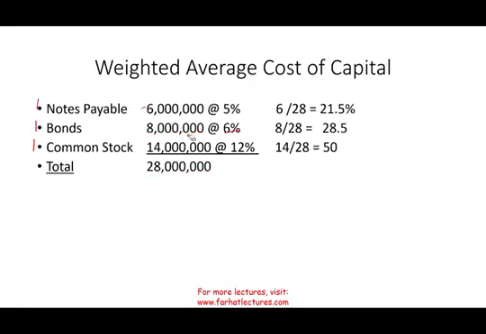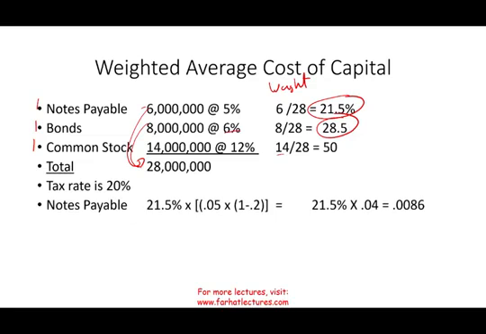And what we have to find first is the weight of each one. So first we compute the weight. How much does the note represent of the total capital structure? If we take 6 million divided by 28 million, 21.5%. We'll do the same thing for the bonds, 8 divided by 28, which is 28.5%. And for the common stock, 14 divided by 28. Our tax rate for the purpose of this example is 20%.